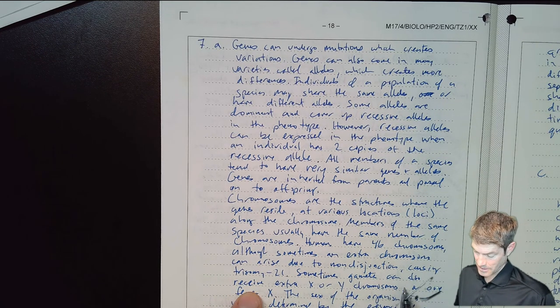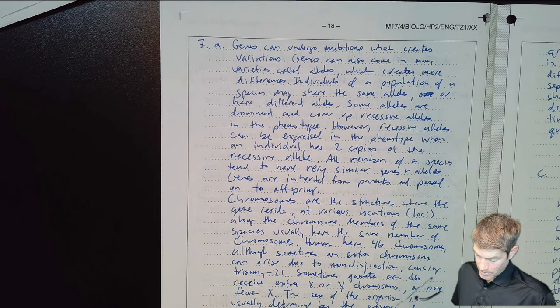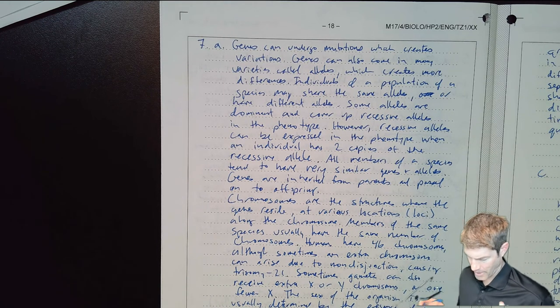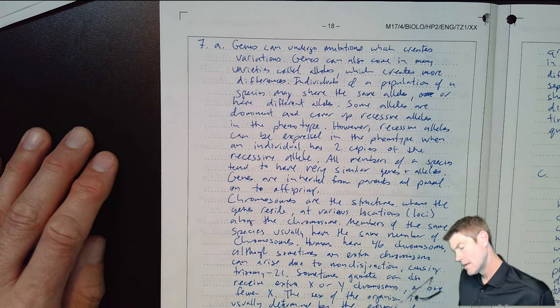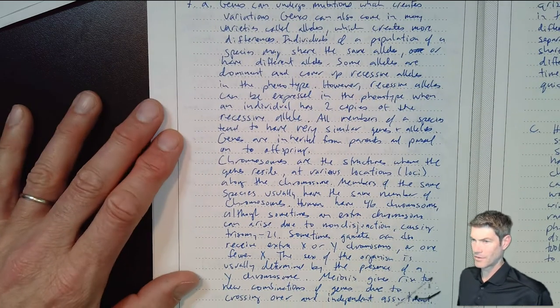Sometimes gametes can receive an extra X or Y, or one fewer Y chromosomes. The sex is usually determined by the presence of a Y chromosome. Meiosis gives rise to a lot of new combinations of genes due to crossing over and independent assortment. So that's a lot of words. Remember, you're going to need a lot for those 7 points.